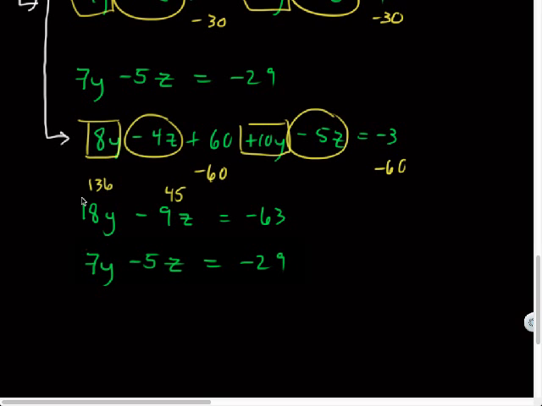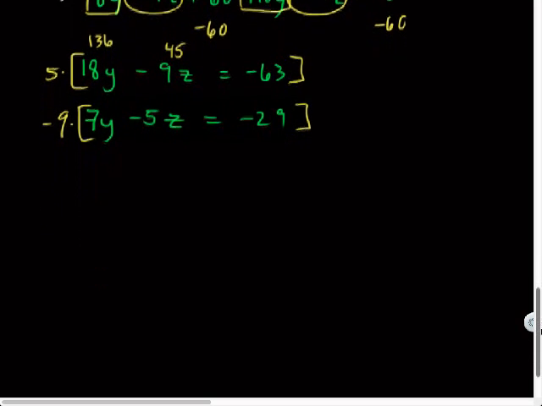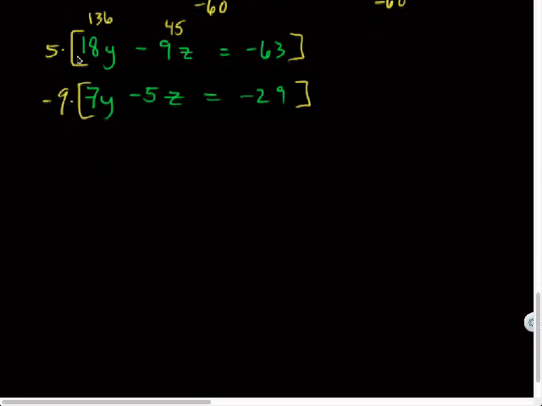So, what do I multiply the top equation by to get a 45? 5, yep. And what do I multiply the bottom equation by to get 45? 9, and why not make it negative just to get those opposites that we're looking for, right? And you guys know how to go from here, right? So let's see, 5 times 18 is 90y minus 45z equals, let's see, 5 times 63, 15 plus 300, negative 315. Did I do that right? I believe so.